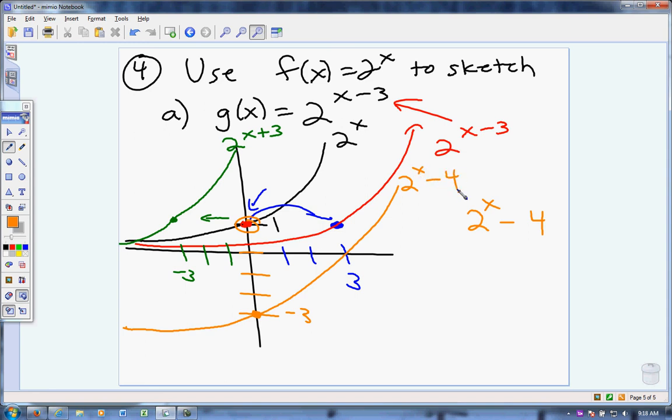Now, where is the horizontal asymptote now on this one? The horizontal asymptote is down here at negative 4. Okay, so when you have a shift down 4 units, the horizontal asymptote goes down 4 units. All right? So you're going to be dealing with some transformation questions tonight.